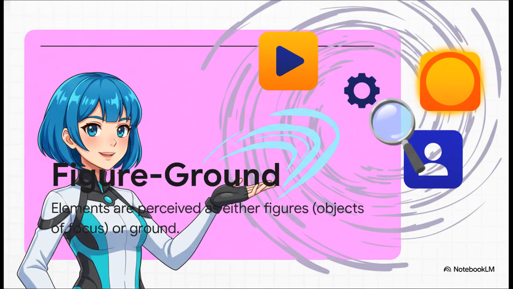We also need to direct the user's focus. Enter the figure-ground relationship. To make our main buttons really pop off the screen, we have to clearly differentiate them as the figures, the objects of focus, against a plain, undifferentiated ground. This practically eliminates perceptual confusion, so the user knows instantly exactly what to tap.